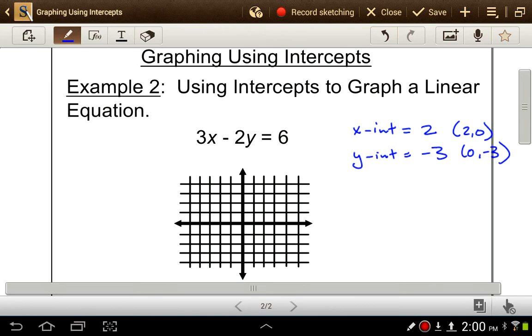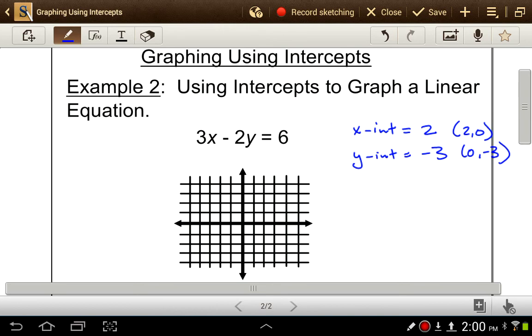In this first equation, that's when x was 2, is when the y was 0, so that's why it's 2, 0. And in the y-intercept, that's when the x was 0, and then the y was negative 3, that's why it's 0, negative 3. Okay? Now that I have 2 points, that's all I need to graph a line. I'm going to plot those 2 points.